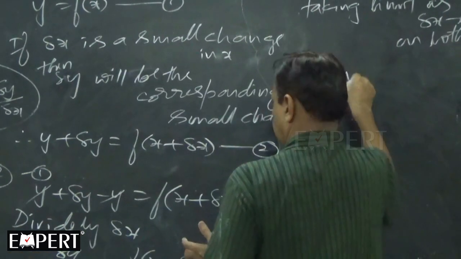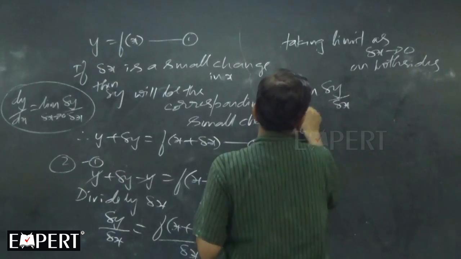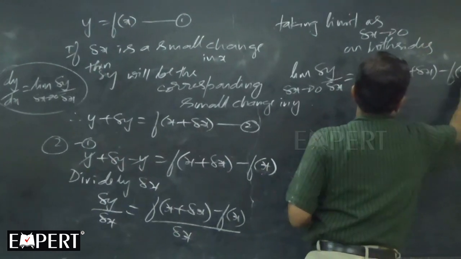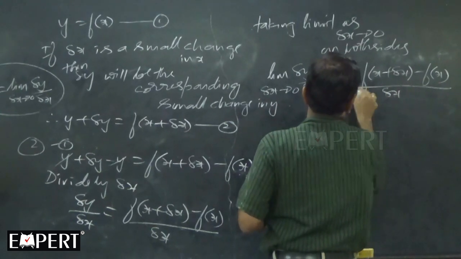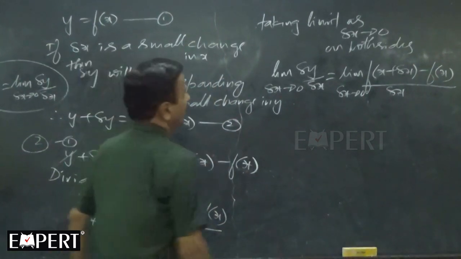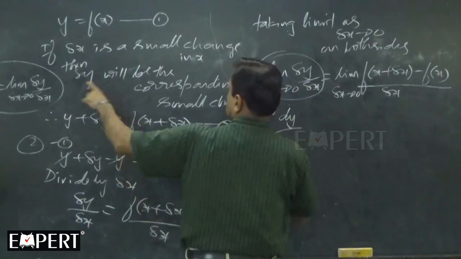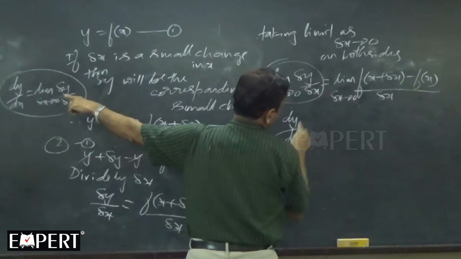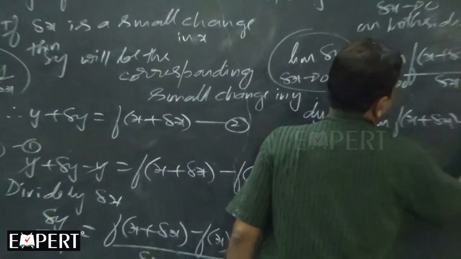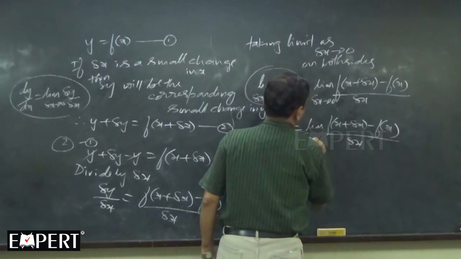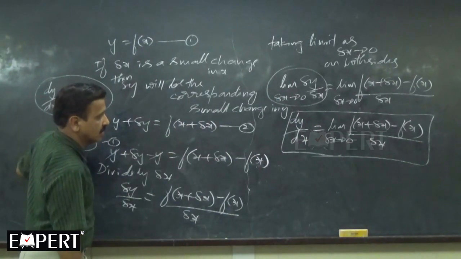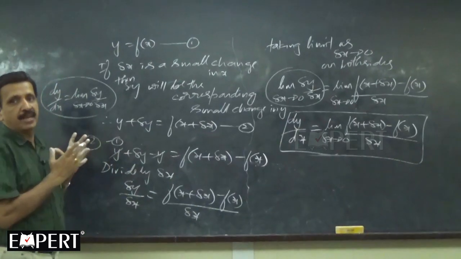So, what happens here? Limit of delta y by delta x when delta x tends to 0 is equal to limit of f of x plus delta x minus f of x divided by delta x when delta x tends to 0. Same expression I have rewritten, only thing is, I have taken limit on both the sides. By definition, this part is dy by dx, you know. Definition says that limit of delta y by delta x when delta x tends to 0 is dy by dx is equal to limit of f of x plus delta x minus f of x divided by delta x when delta x tends to 0. This also you need to remember. Apart from this, dy by dx is limit of delta y by delta x when delta x tends to 0. This is just to know what do you mean by dy by dx.